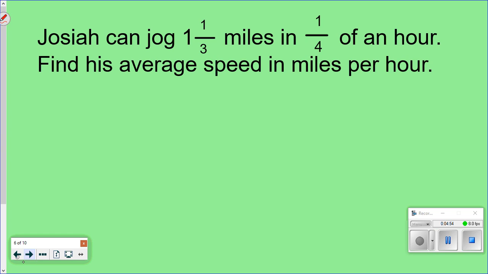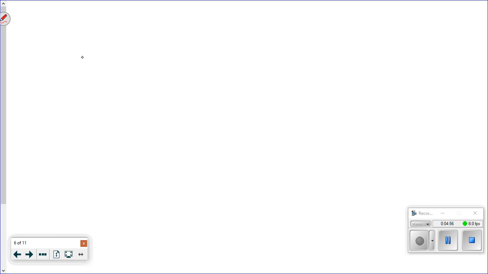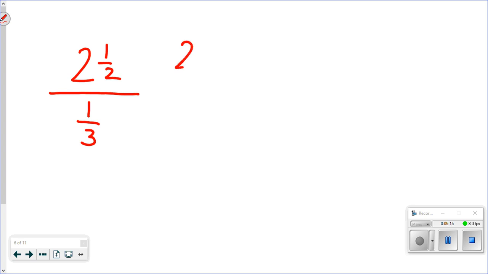Okay, I'm going to just do one more here. So let's say we have 2 1/2 divided by 1/3. Okay, this is also a complex fraction. I have a mixed number at the top and a regular fraction on the bottom. So first thing I'm going to do is write it out just like normal.